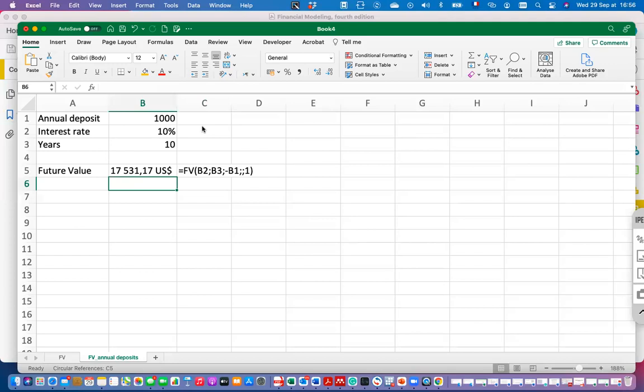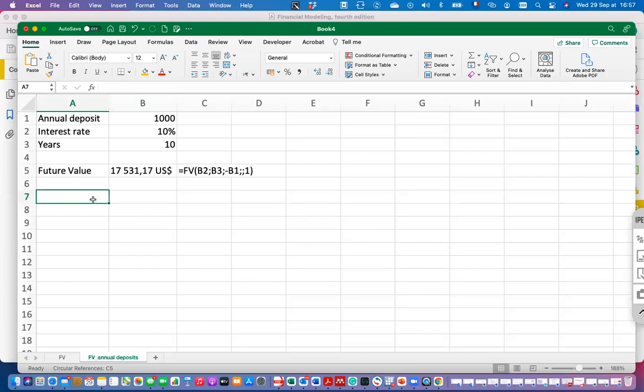Yes, please. Why did you use the semicolon? You can't use comma only? It depends on your Excel, on the version of your Excel. Mine is using semicolon. For some versions of Excel, you use just the comma. So see, when you click on every function in Excel, it will guide you. Yes. Comma or semicolon, right?